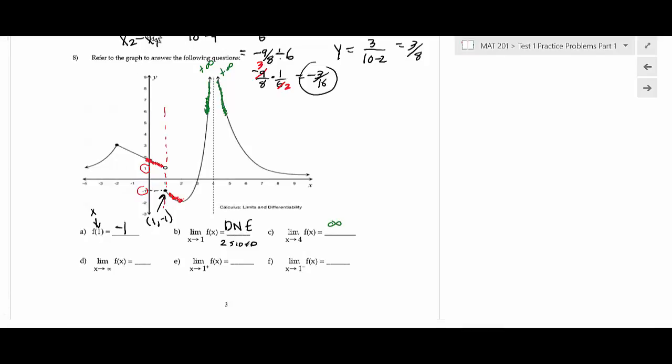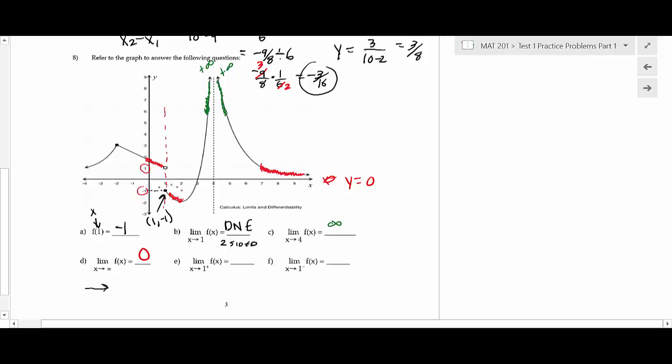Okay. Then we're looking at the limit as x goes to infinity, which just means what's happening to the graph as x gets infinitely big. So if you traced this out, the bigger we get, the lower the value goes. It's basically just leveling off at y equals 0. So the value of that limit would just be 0.